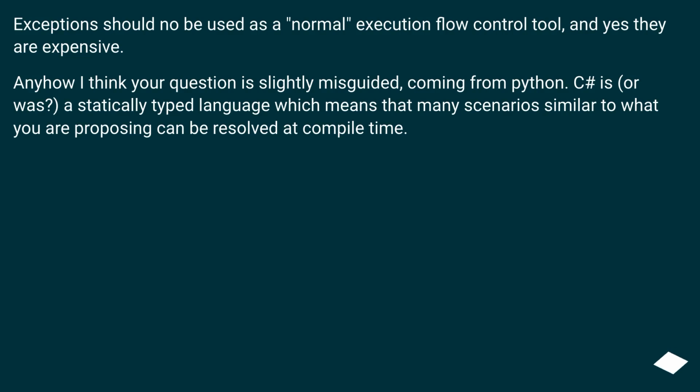Exceptions should not be used as a normal execution flow control tool, and yes, they are expensive. Anyhow, I think your question is slightly misguided, coming from Python. C# is, or was, a statically typed language, which means that many scenarios similar to what you are proposing can be resolved at compile time.